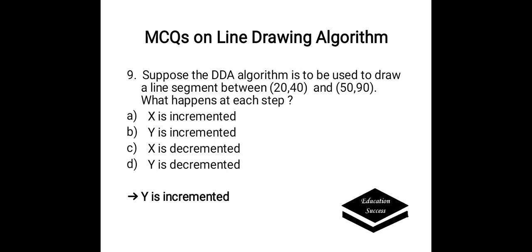Suppose the DDA algorithm is to be used to draw a line segment between (20, 40) and (50, 90). What happens in each step? Options are A x is incremented, B y is incremented, C x is decremented, D y is decremented. The correct answer is y is incremented.